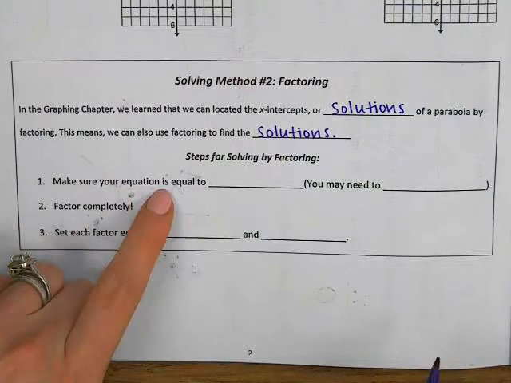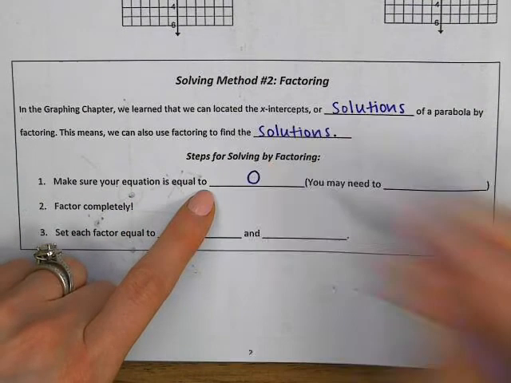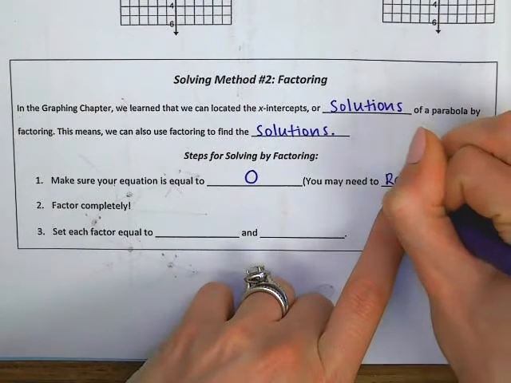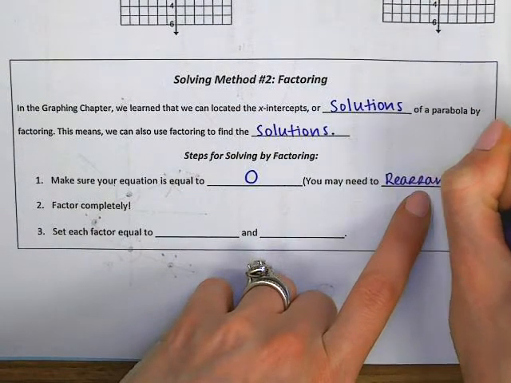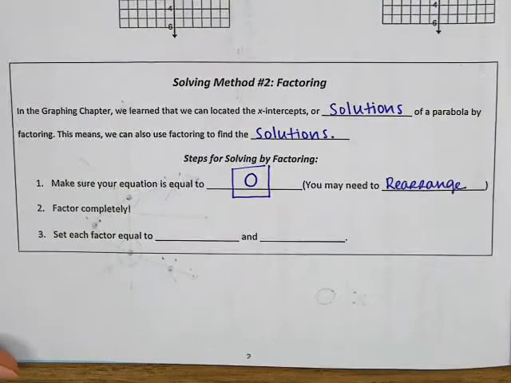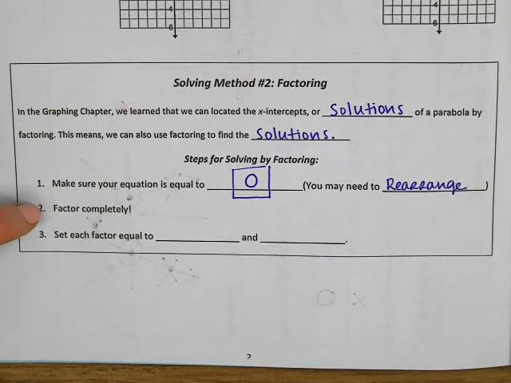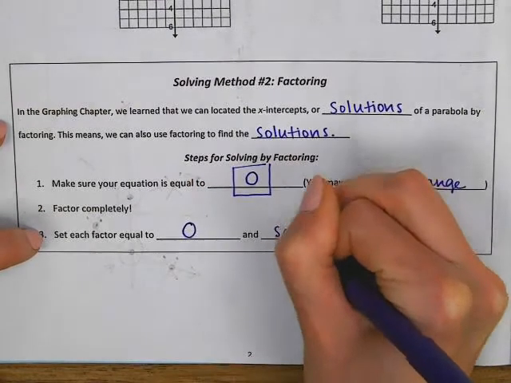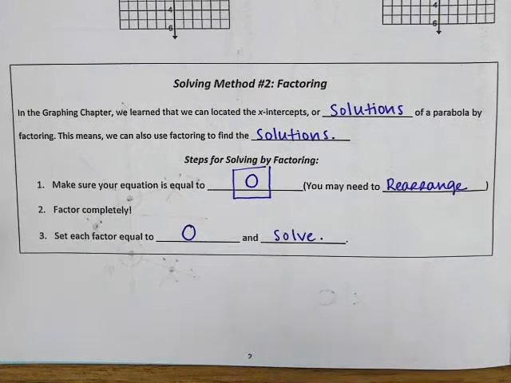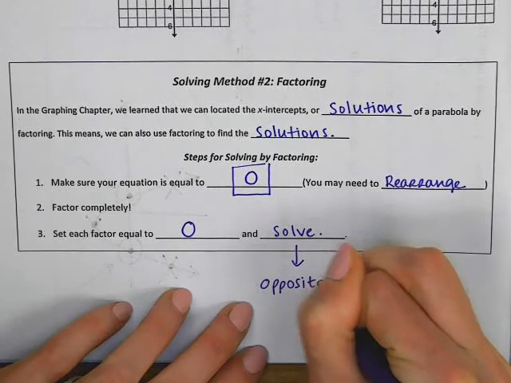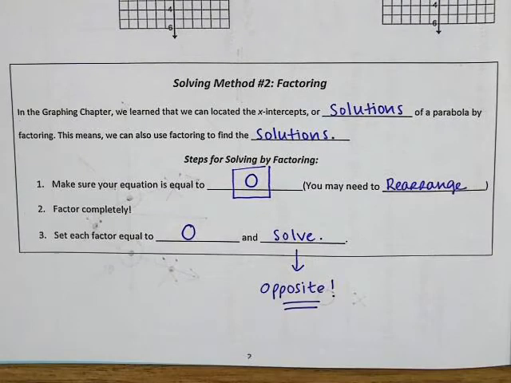Make sure your equation is equal to 0. Sometimes you might need to rearrange it. But before you factor, it always has to equal 0. Then you factor, and then you set each factor equal to 0 and solve. And remember the trick on solving? It's always the opposite. When you set it equal to 0 and solve it, your solution is always the opposite of what the factor was.